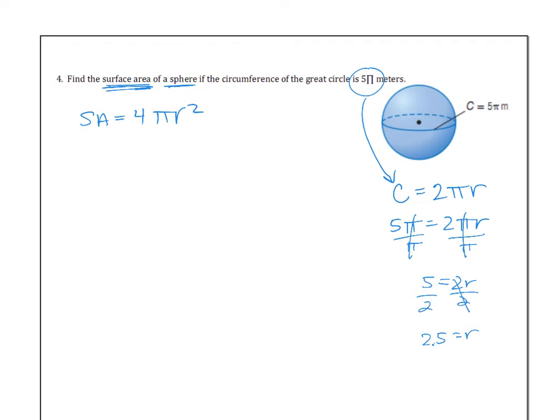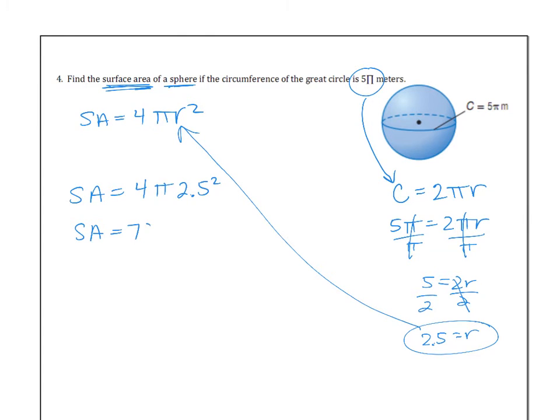Now that you have your radius, now you can take that and plug it into your equation. So surface area of this sphere is going to be 4 pi 2.5 squared. And then you type that in. And in this one, it's 78.5 meters squared.